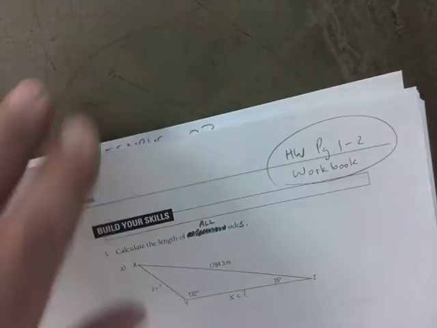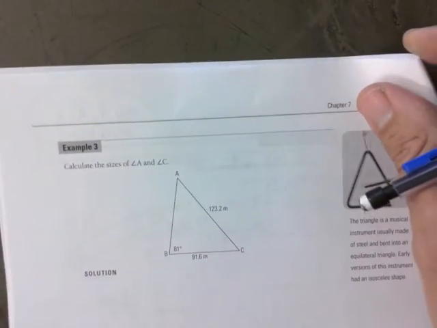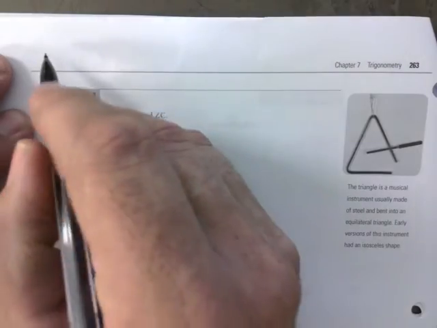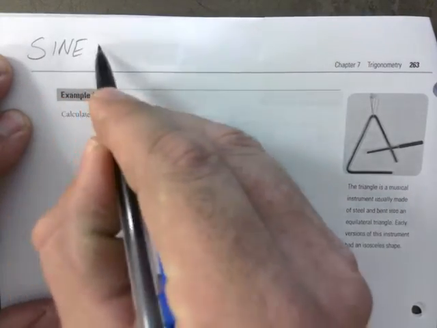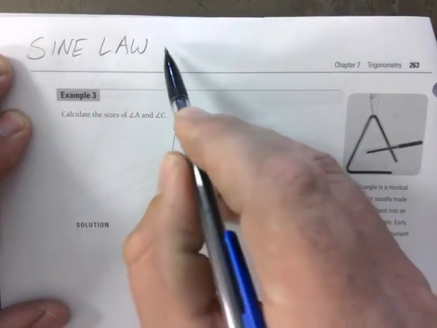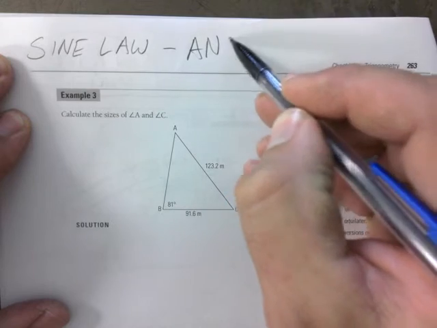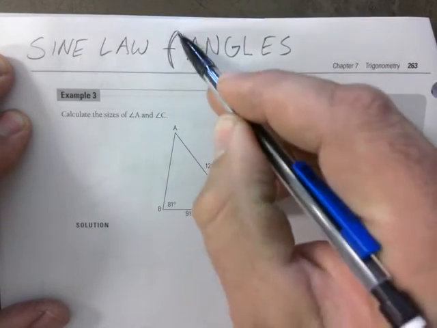But what I want you to do is, every time you have two angles, you're going to find the third one immediately. Because that's when the pair shows up. So at the top of 263, we're going to put sine law, nice and big like that. But now we're going to deal with angles. Finding the missing angle.